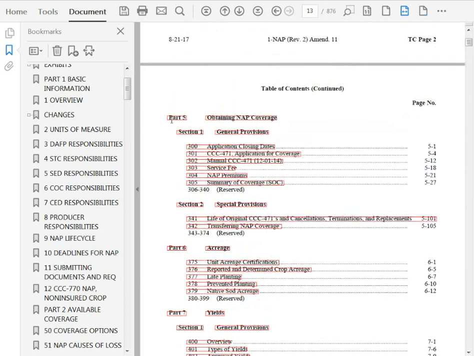The next video we're going to be doing part 5, sections 1 and 2, which goes into how a producer actually obtains coverage for NAP. That application is taken on form CCC 471. So we're going to go through what information is required to fill that out and how you actually do that with a producer.